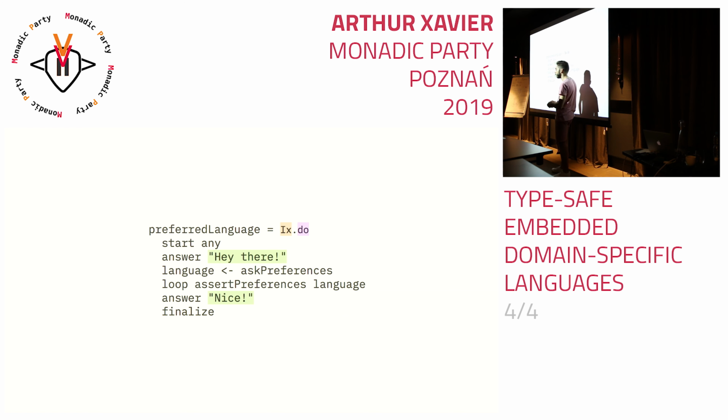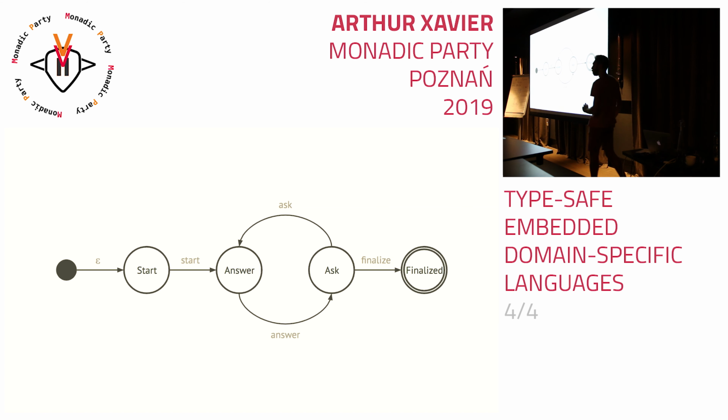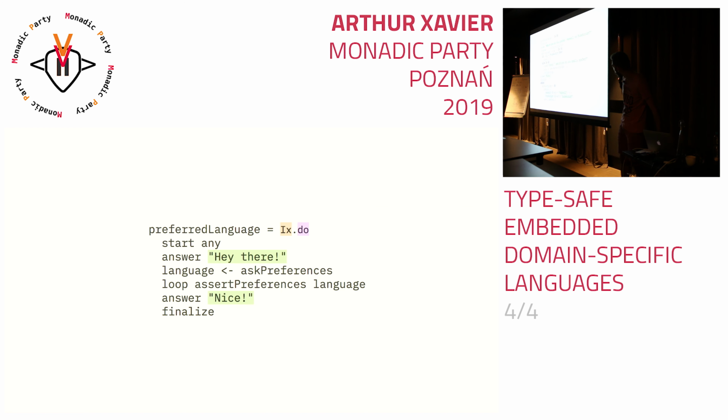After we start and the user interacts with us, this protocol means that we cannot start bugging the user. We only start the chatbot after we have received a message. After starting, we can answer, hey there. We can ask for preferences. We get a language preference, and we can loop asserting preferences of the user. And if they got the answer right, we can say nice and finalize.